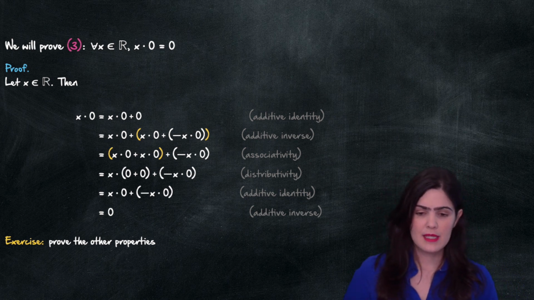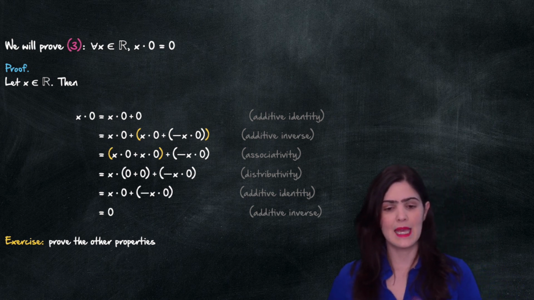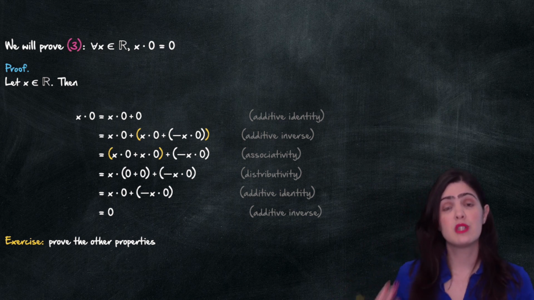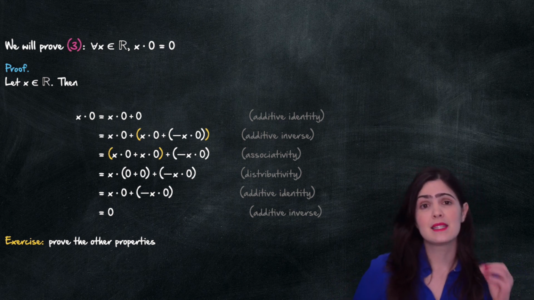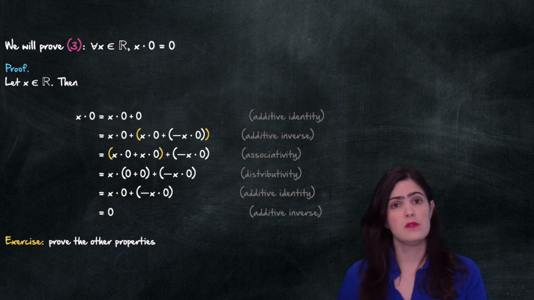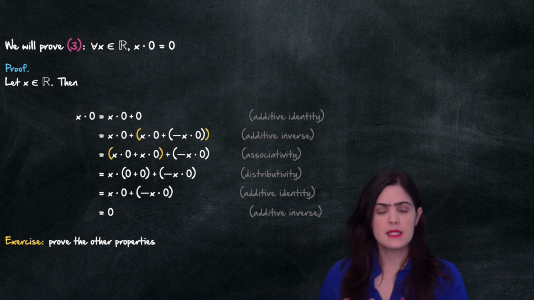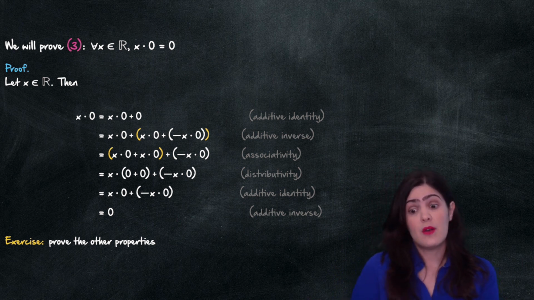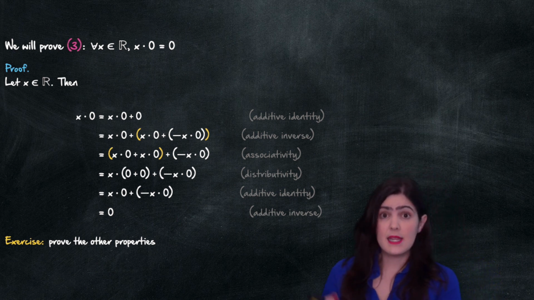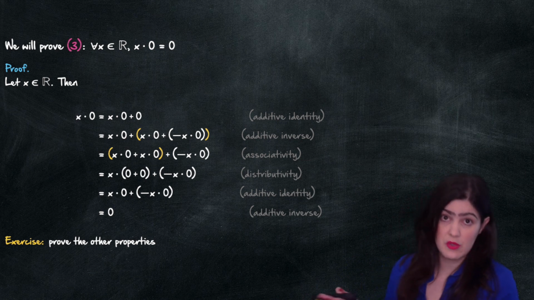But look, we have x times 0 plus x times 0. So we can take x as a common factor. We can use distributivity here to end up with x times (0 plus 0) plus negative x times 0. But then 0 plus 0 is 0 because 0 is the additive identity. Anything plus 0 is the thing itself. So 0 plus 0 is 0.